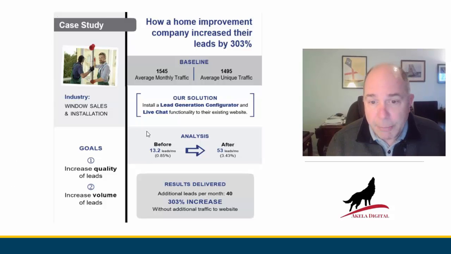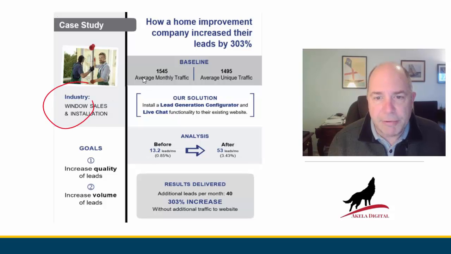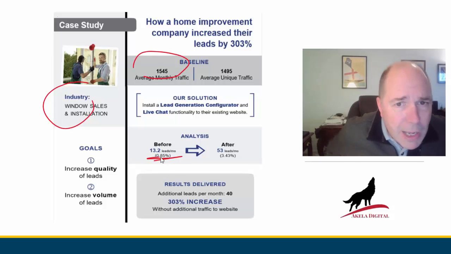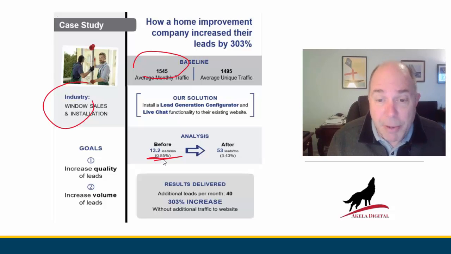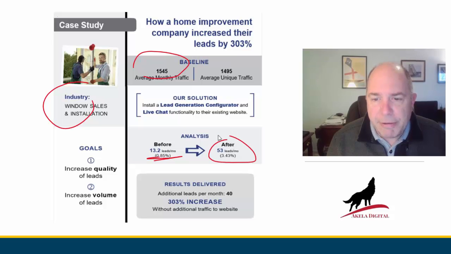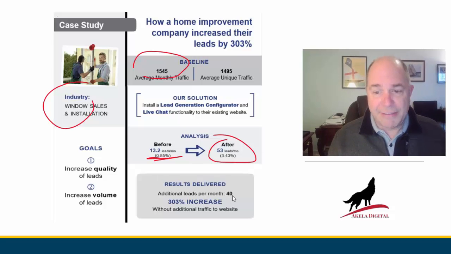So I have my drawer up here. Before, this is window treatments, right? Before they had 13 leads off of 1,500. That's a 0.85 opt-in rate. Pretty normal. Not great, by the way, if you're paying to drive 1,500 leads, right? After we installed the configurator, they jumped to 53 leads, right? So that's an improvement of 40 leads on the exact same traffic.